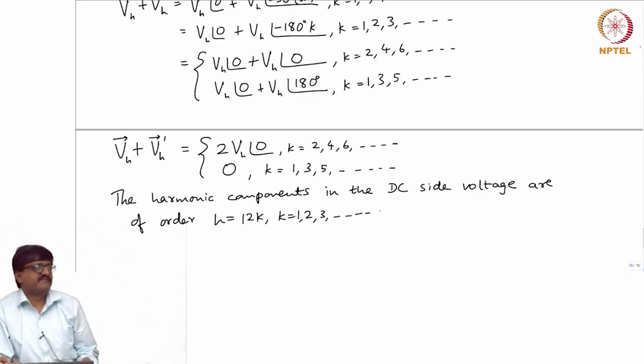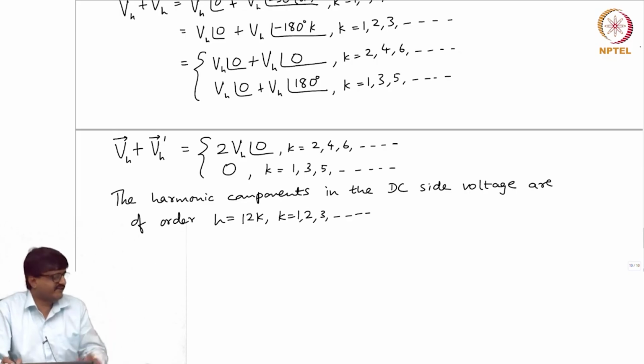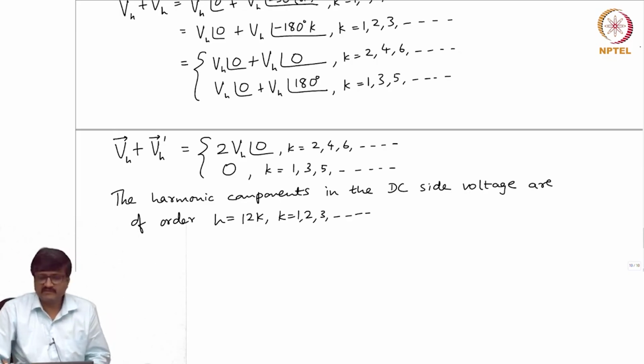Earlier we had 6th harmonic, 12th harmonic, 18th harmonic, 24th harmonic for 6 pulse. For 12 pulse, the first harmonic is the 12th harmonic, then 24th harmonic, 36th harmonic, 48, and so on. So, there is a harmonic elimination on the DC side also. So, we see that there is some advantage with 12 pulse.